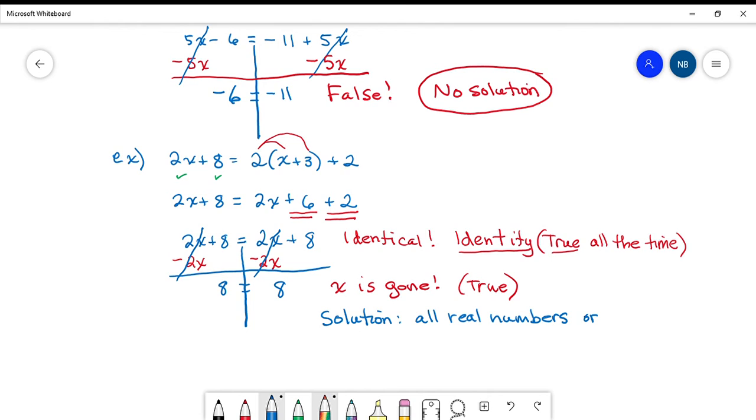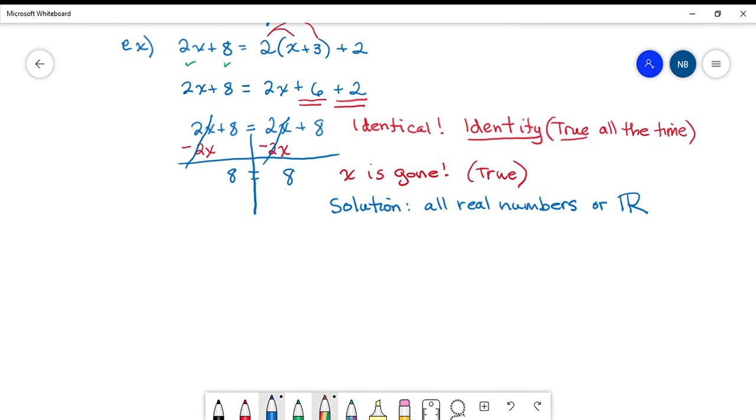Or, if you prefer, and most students do, and teachers too, because it's faster, you can just write this big R with like this double vertical back. That's a pretty classic printed symbol for the real number system. So the solution is all real numbers.